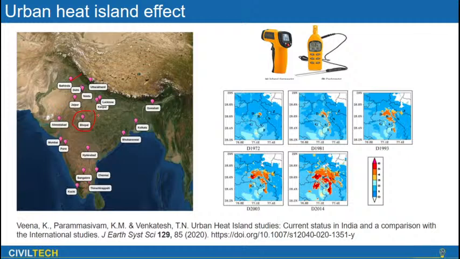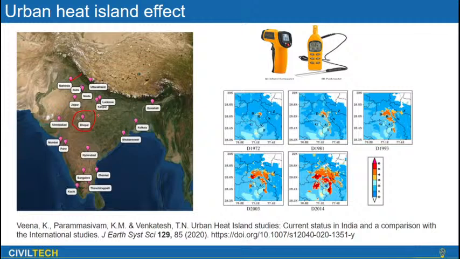If I ask you to find out, is Chennai experiencing the urban heat island effect? If I pose this question to you, by definition you know what the urban heat island effect is. We just tried understanding it. Urban heat island effect means the city area will be experiencing higher temperature relative to the rural areas, right?